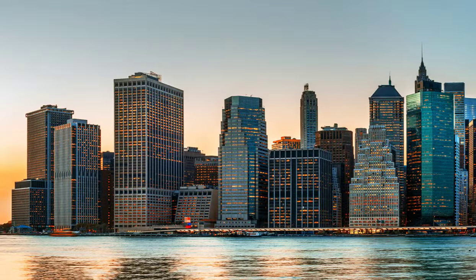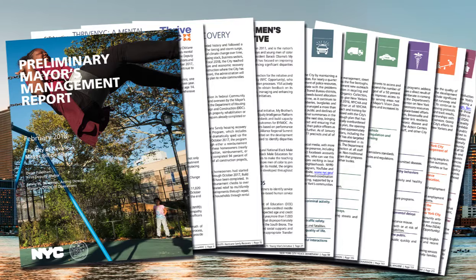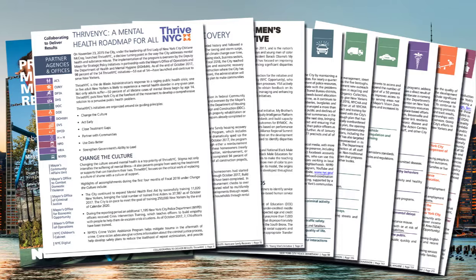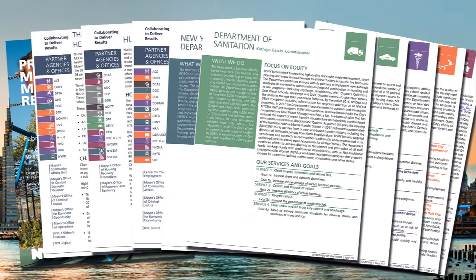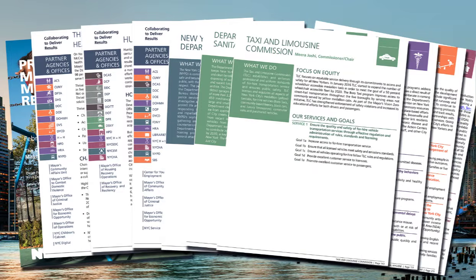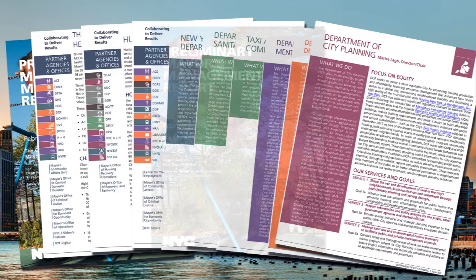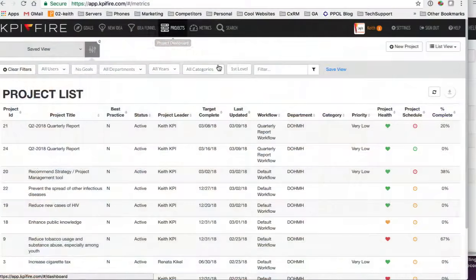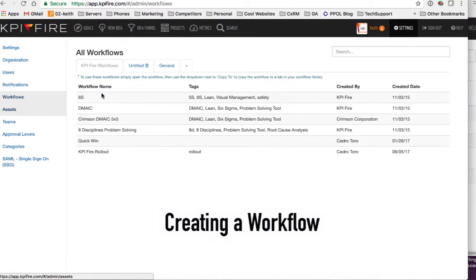In this video, we'll show an example from New York City's Mayor's Management Report. The end result of this process is a multi-page report compiling metric data, analysis, and program performance across multiple departments and programs. The work required to complete this report involves numerous divisions and programs and has many stakeholders. In KPI Fire, we are going to build this out ultimately as a project. We start by creating a workflow.